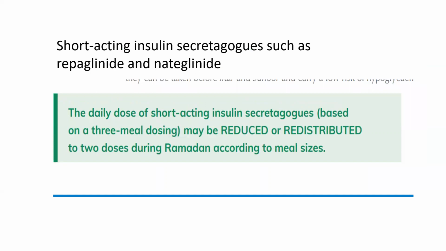What about short-acting insulin secretagogues like repaglinide, nateglinide? Actually, this was one of the questions asked in the last SCE exam. The daily dose of short-acting insulin secretagogues based on a 3-meal dosing should definitely be reduced. Why? Because the patient will be eating just 2 times, so it will become twice a day, and it may be further reduced if the meal sizes are small. If it is a 2-meal pattern, suhoor and iftar, it will become twice a day. The ideal dose is thrice a day, so definitely we need to reduce this during Ramadan.